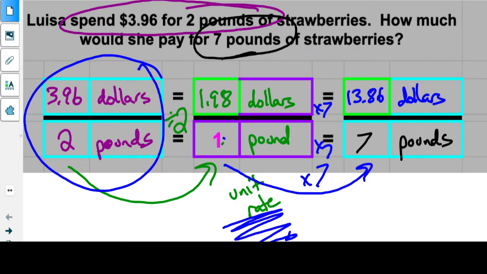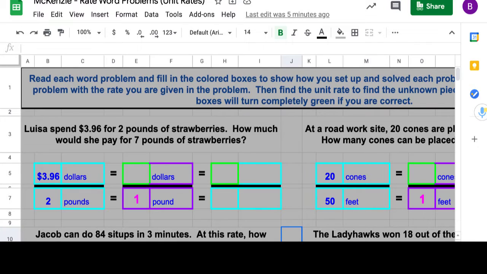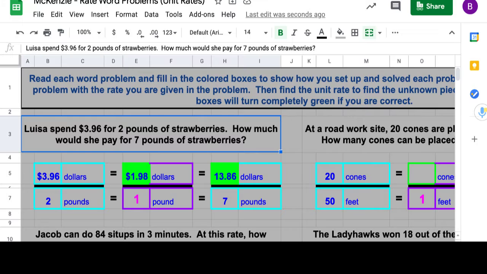So in our activity, if we were to type it in, you'll see that I already have a little bit of it started for you. So we would type in $1.98, and you'll notice it goes green. The dollars are already there. And then we got an answer of $13.86 in dollars over 7 pounds. So you still fill in all of those boxes, but the green one is the one that we're really solving for. We already knew the 7 because that was part of the problem. It'll go green if we get that last piece correct.